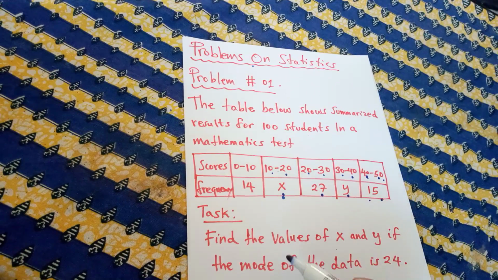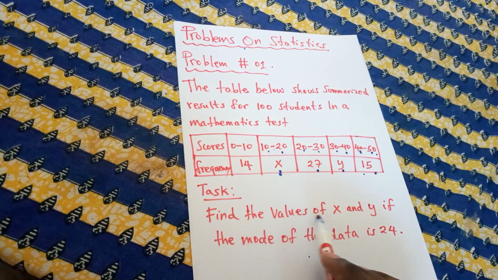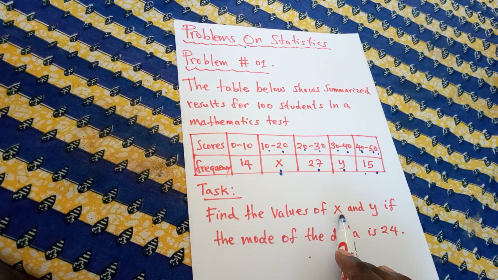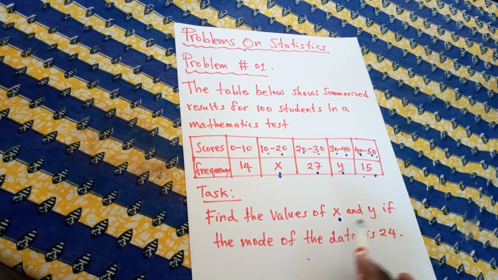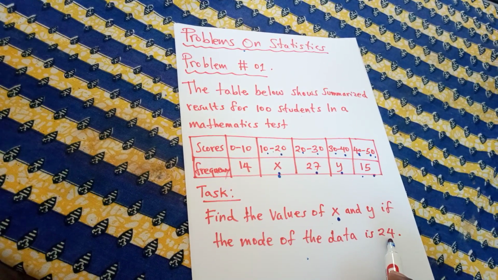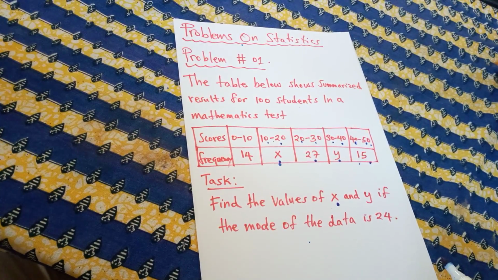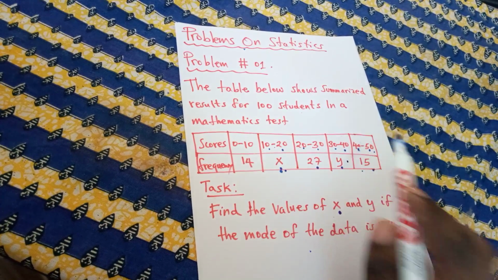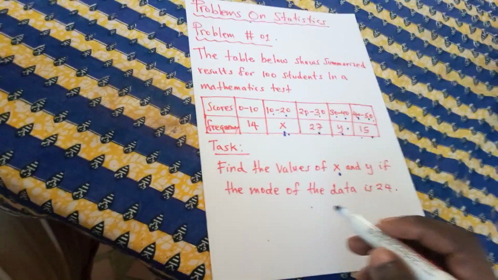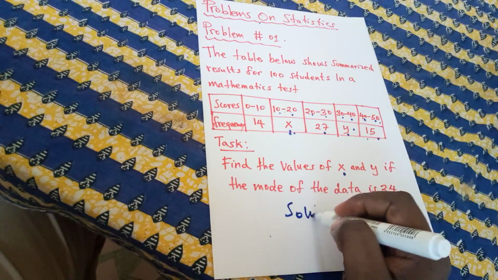So the task in that problem is that you are required to find the values of x and y if the mode of the data is 24. It means we're going to find those unknown values x and y. So the solution of that problem is as follows.